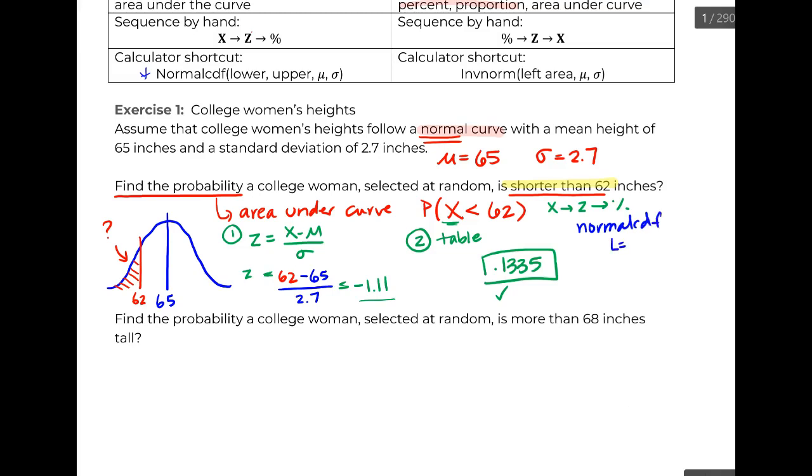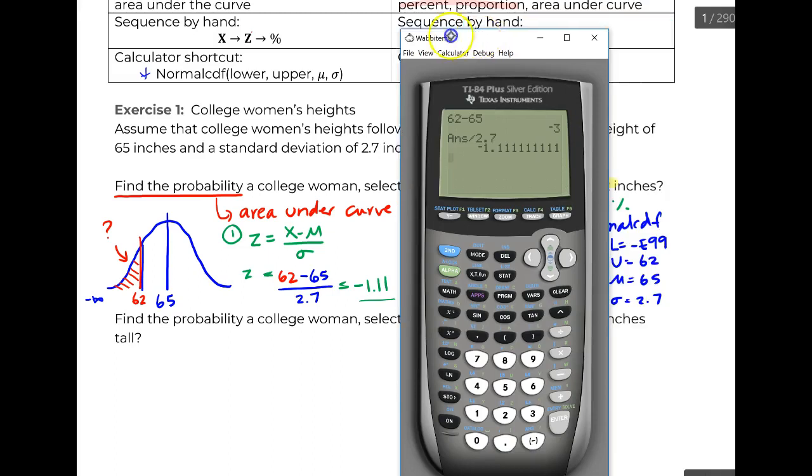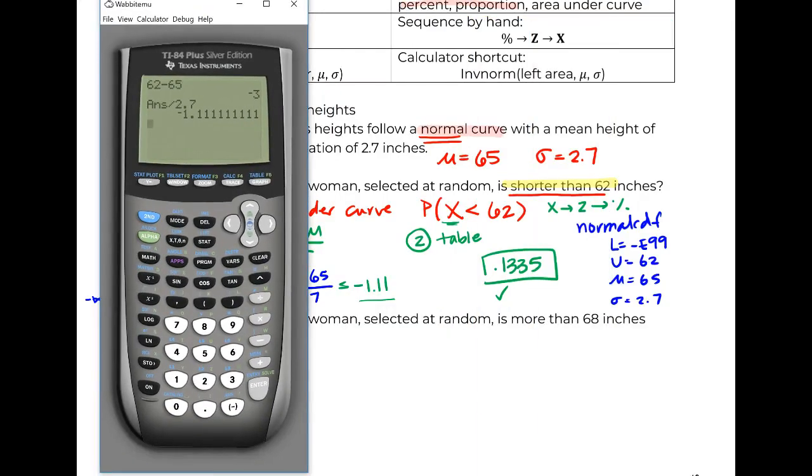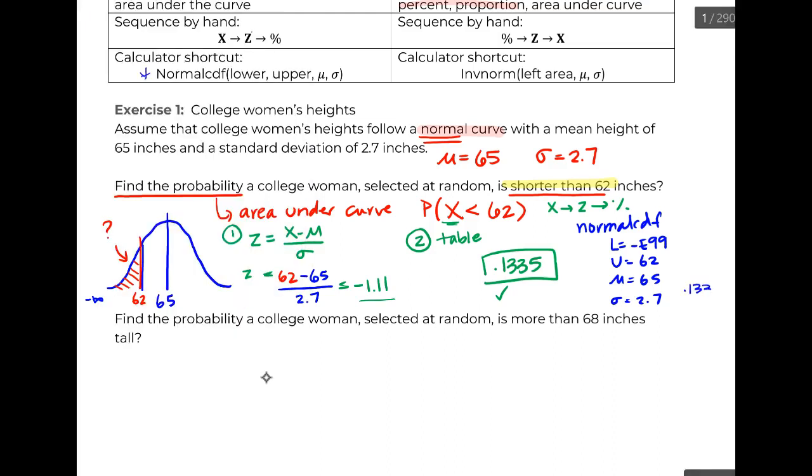The lower bound of what we're interested in is going to be, well, we went off forever to negative infinity, so we'll use negative E99. Our upper bound, well, we're going to go up to that 62. Our mean was 65, and our standard deviation was 2.7. So I can ask the calculator, plug all this in: negative E99, 62, 65, 2.7, and it's going to give me out 0.1333.